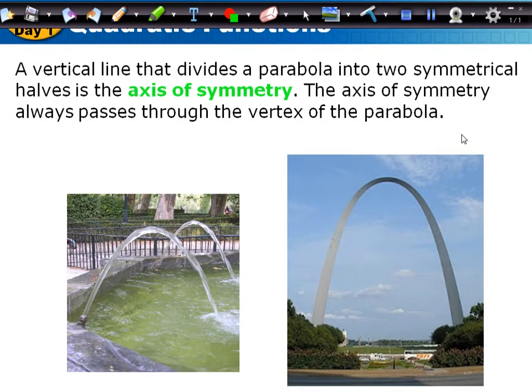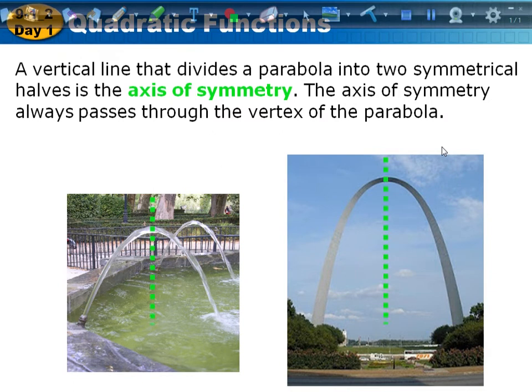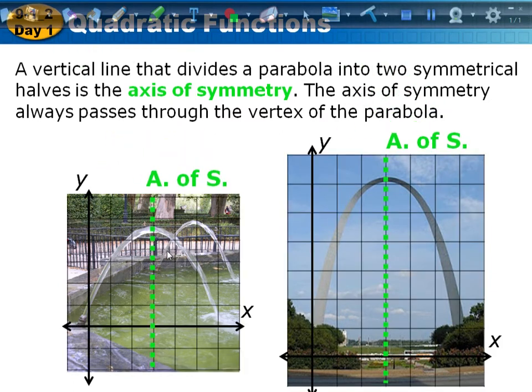Alright, we've looked at the zeros. Now we're going to look at the axis of symmetry. A vertical line that divides a parabola into 2 symmetrical halves is the axis of symmetry. The axis of symmetry always passes through the vertex of the parabola, and here are just a couple of examples of where we see U-shapes, or parabolas, in real life. On both of these pictures, it's going to be that line that cuts it into 2 symmetrical halves, meaning that I could cut it right here and fold it, and it would be the same on both sides.